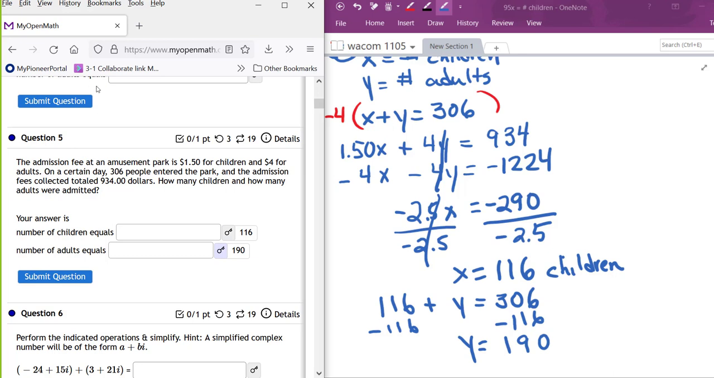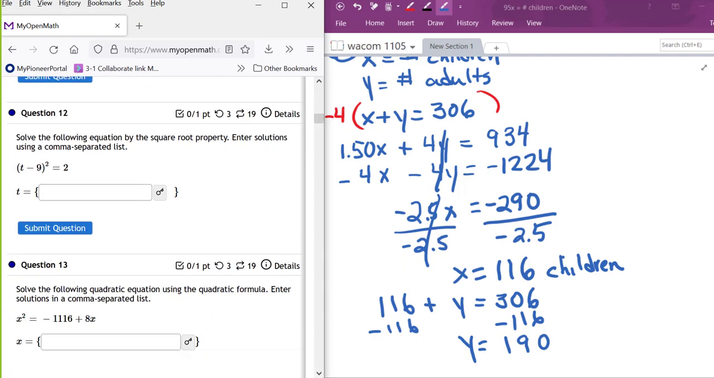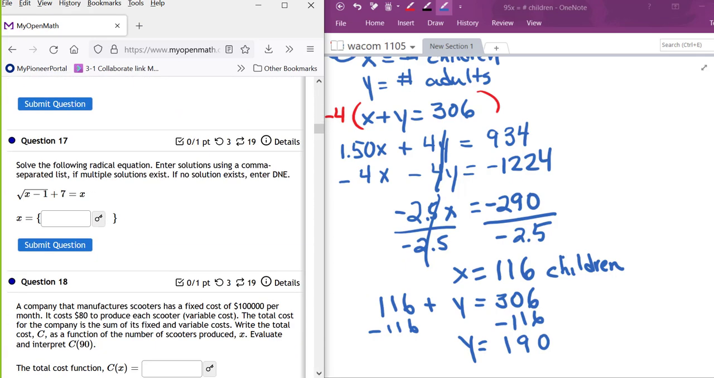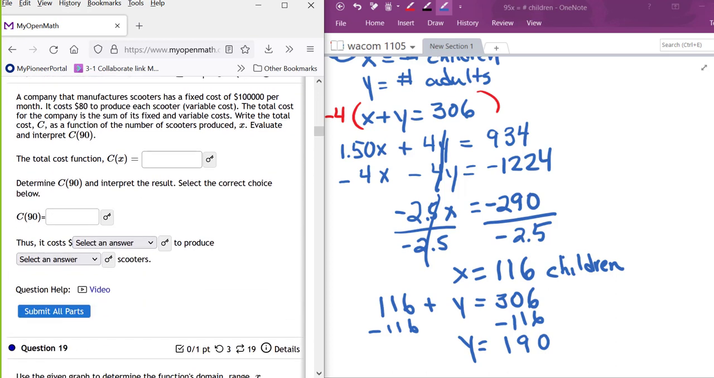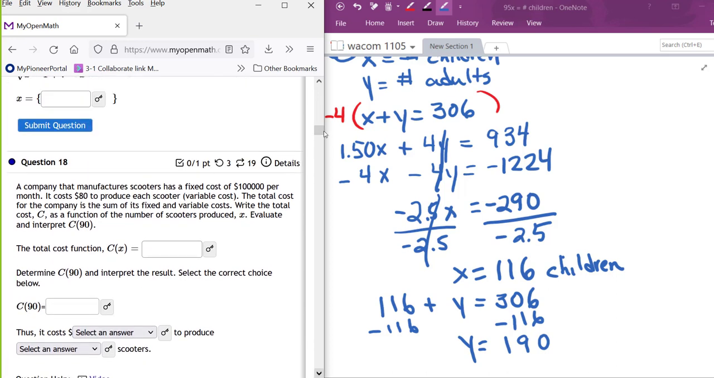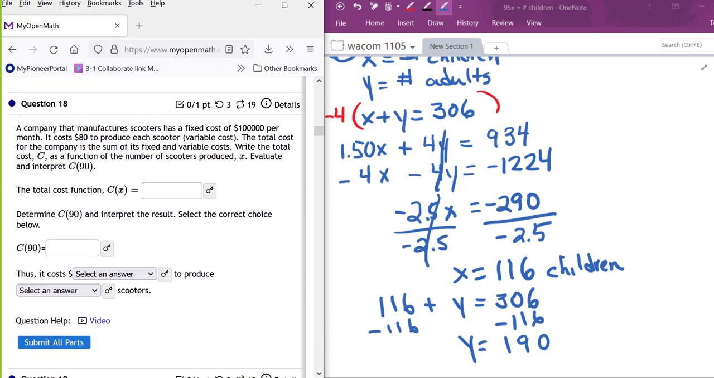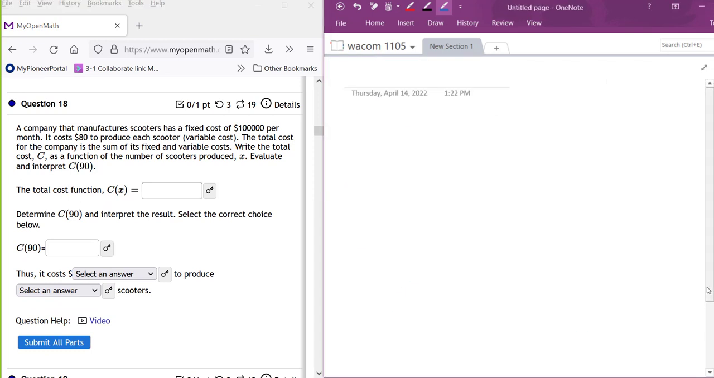All right, so that's just a review of a couple of systems. The next one I picked from this review is problem 18. I picked most of them from the other review. And this one is actually a very easy question, but it has a lot of words. Just don't be scared by that. It is actually one you just plug into.